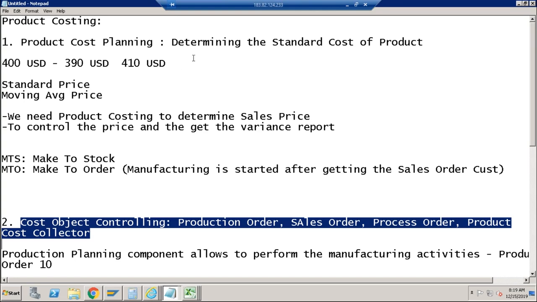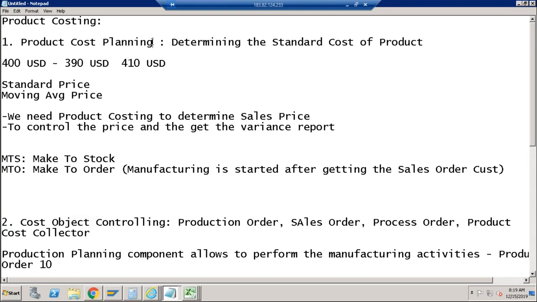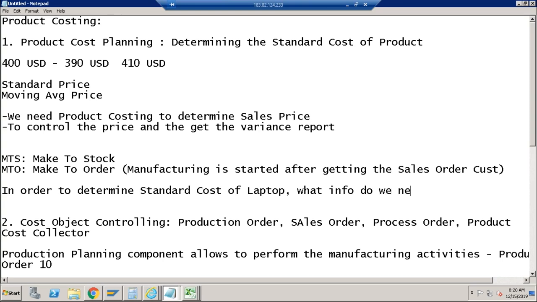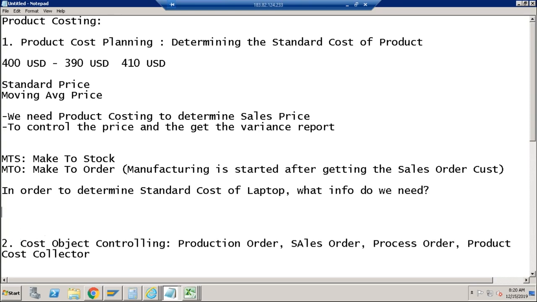Okay, so let's go into the details of product cost planning. Now, if I ask you the simple question, how are we going to manufacture, or in order to determine the standard cost of the product, which is laptop in our case, what information do we need? Can you tell me what is the information that is required in order to manufacture this particular material?